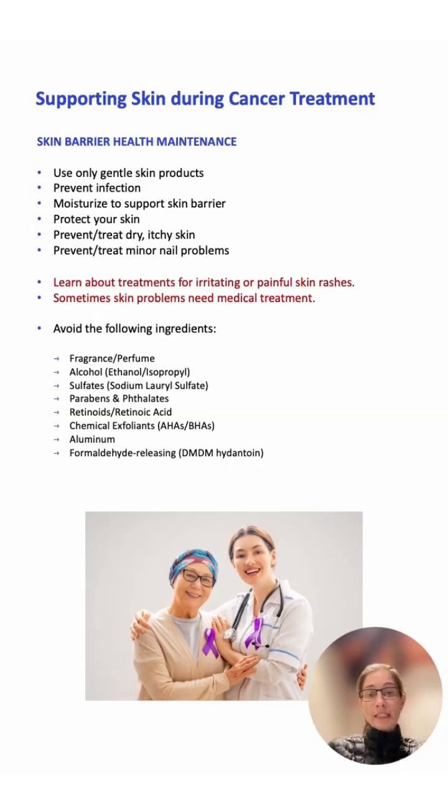Retinoids and retinoic acids, because these are very harsh and drying on a weak skin barrier. Chemical exfoliants like AHAs and BHAs, because again, glycolic or salicylic acids can damage fragile skin. And aluminum that we talked about in deodorants, especially in areas receiving radiation if you're getting them in your armpits. And finally, formaldehyde releasing preservatives like DMDM hydantoin, because these cause cancer.